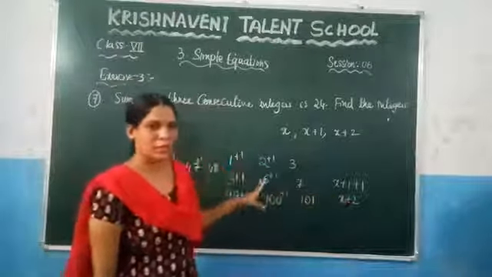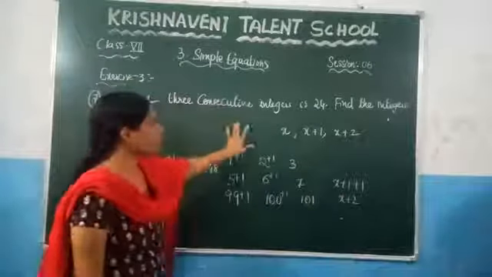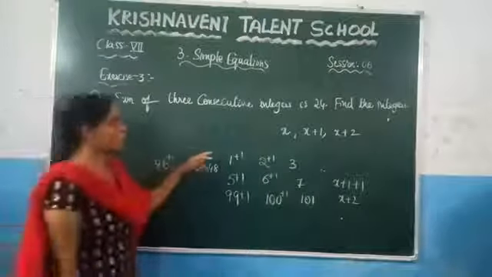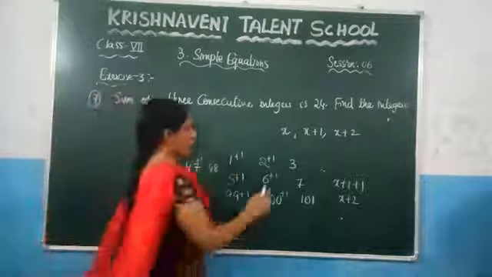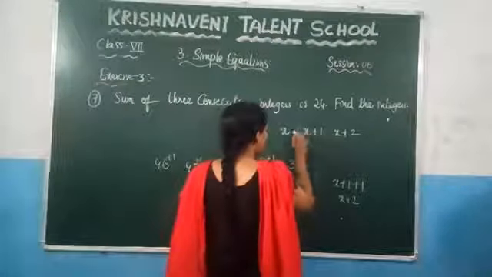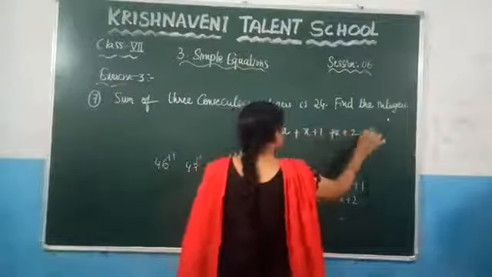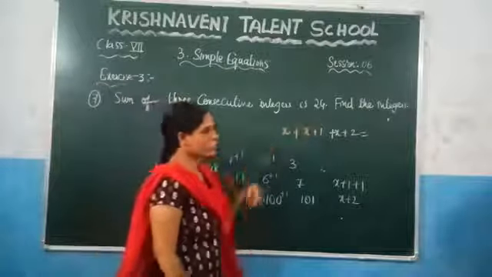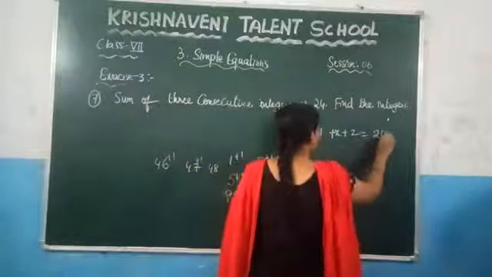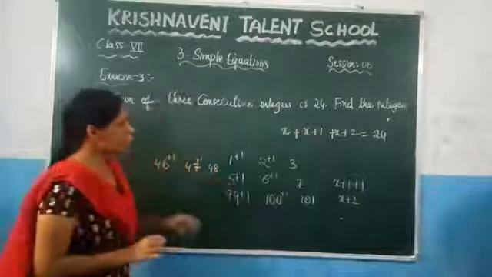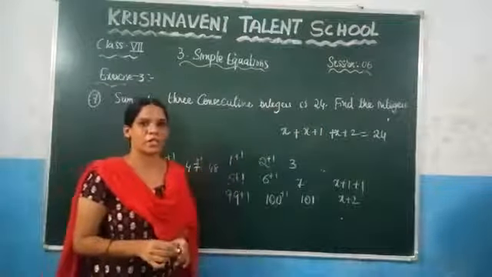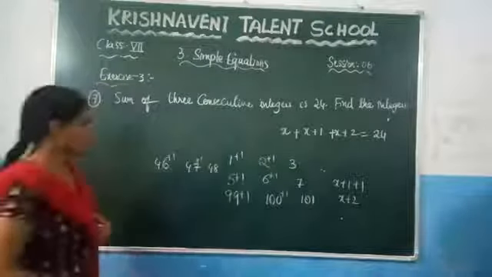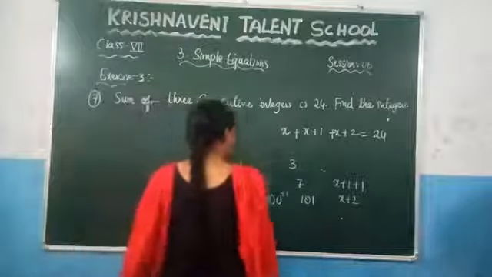Now they are saying the sum of the three consecutive numbers. What is meant by the sum? Addition. If you take the addition of these numbers, you have to get the answer as 24. Now, based on this equation, you need to find those numbers. This is the question. I hope you understood. Now, let us write it here.